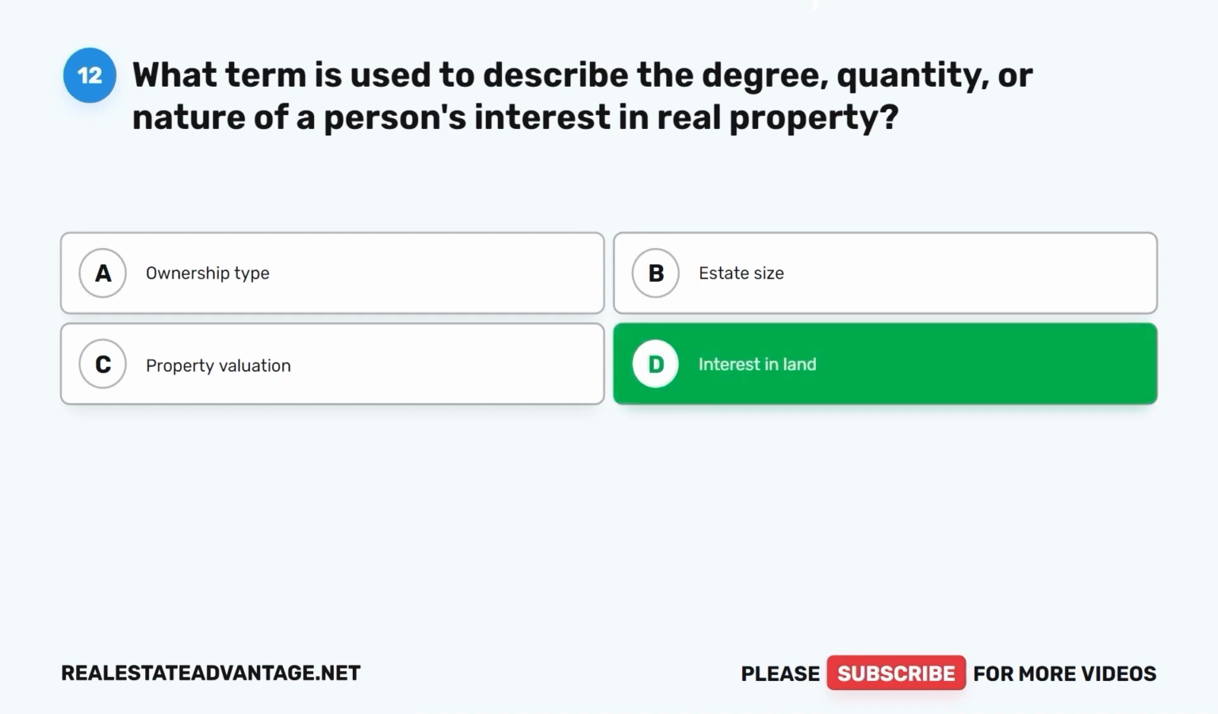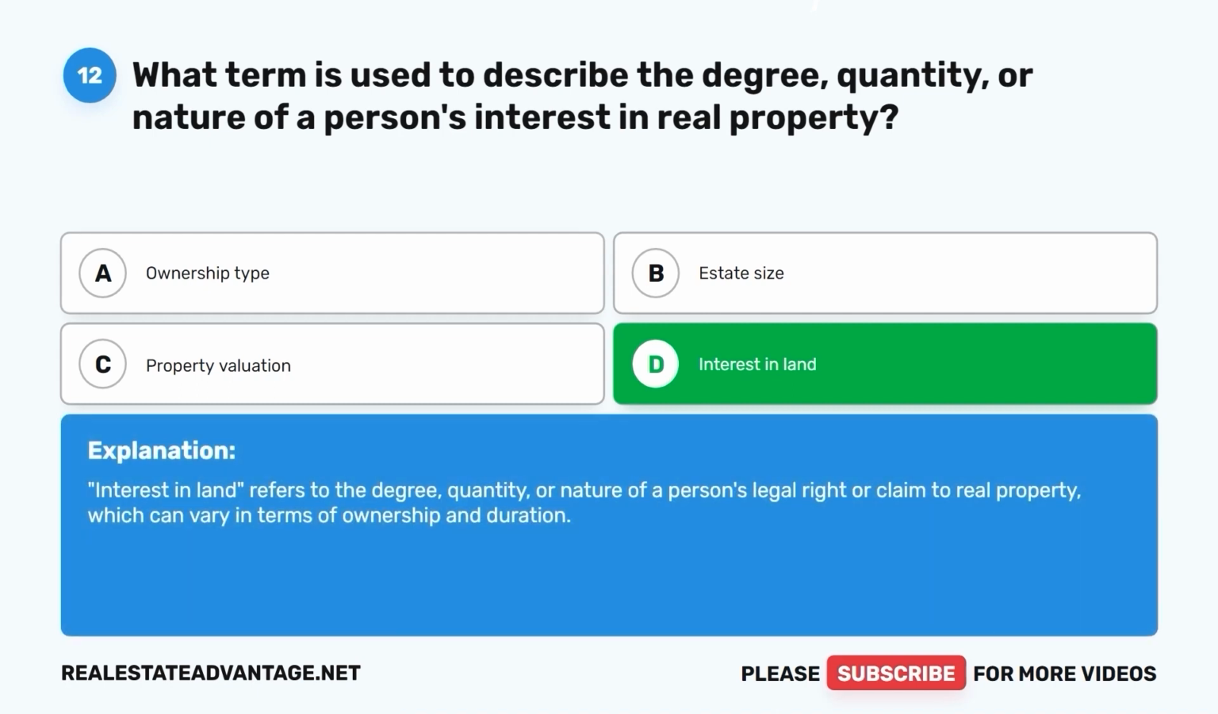The correct answer is D. Interest in land. Interest in land refers to the degree, quantity, or nature of a person's legal right or claim to real property, which can vary in terms of ownership and duration.